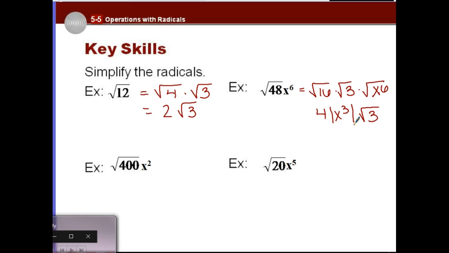Okay? Square root of 400. 20. 400 is a perfect square. Yep. Becomes 20. Square root of x squared becomes absolute value x. Even to odd. Okay, 20 is what two numbers? Square root of 4 becomes?